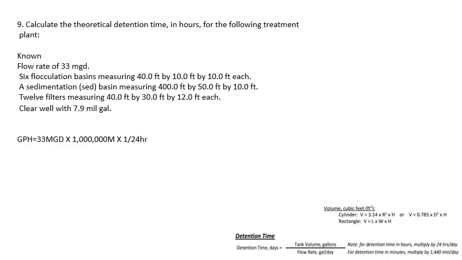Again, the way this is set up, I'm just going to use what they've given me already for my knowns, your unknown, your detention time, and I'm going to solve for each. So we're going to convert our flow rate, 33 million gallons a day, times a million, divided by 24 hours, to give you 1,375,000 gallons per hour.